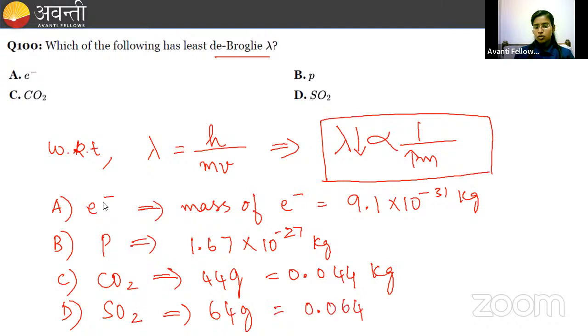It is equal to 0.064 kilogram. So if you compare all the four values here, the one which is having the highest mass value is sulfur dioxide. So for sulfur dioxide molecules, the wavelength will be very, very less compared to the others. So option D is the correct answer for this question, which has the least de Broglie wavelength.